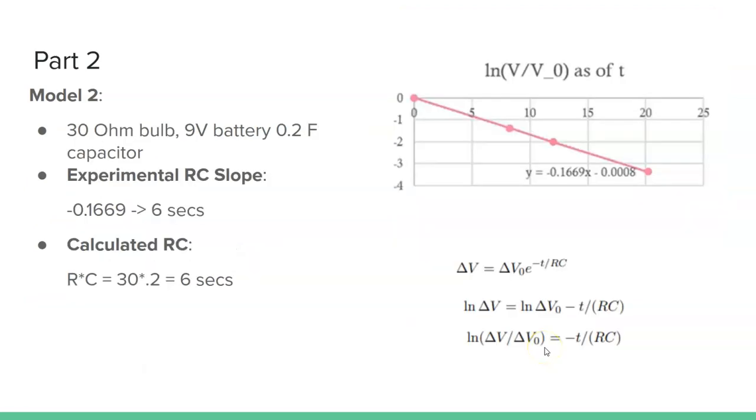So continuing part 2, the time-dependent model is a linearization of this equation. Well, this equation, and this is the linearized form. Instead of using a 10 or a 20 ohm bulb, we use a 30 ohm bulb, and the experimental RC slope was negative 0.1669. And then rearranging the equation down here, I can get that the time was 6 seconds, which is equal to the calculated RC, which is just resistance times capacitance.